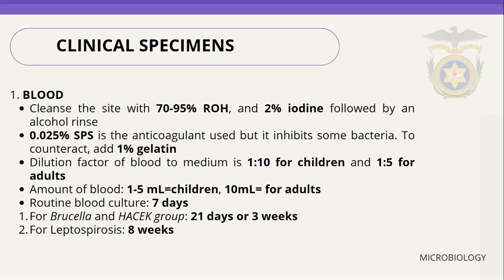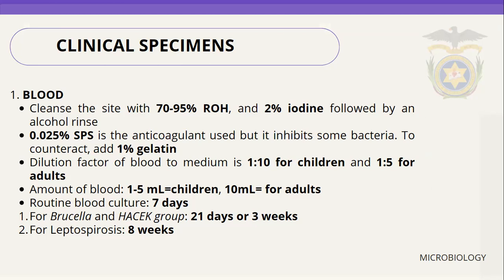Next, let's proceed to our clinical specimens. Of course, let's start with blood. So when we collect blood for blood culture, we should cleanse the site with 70 to 95% alcohol and 2% iodine, followed by an alcohol rinse. We have here our 0.025% SPS, and it is the anticoagulant used, but it inhibits some bacteria. So to counteract this one, we should add 1% gelatin.